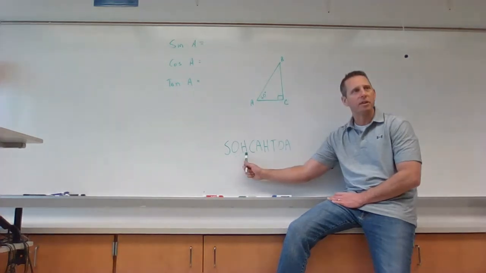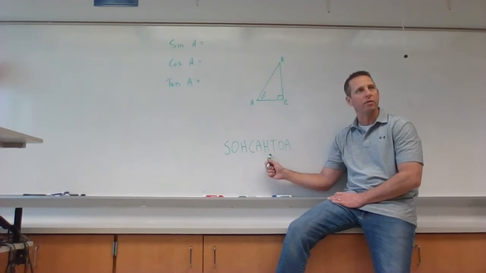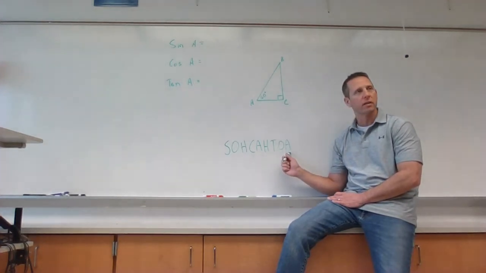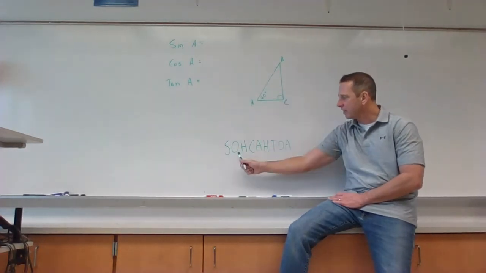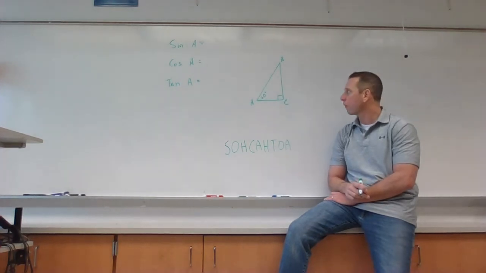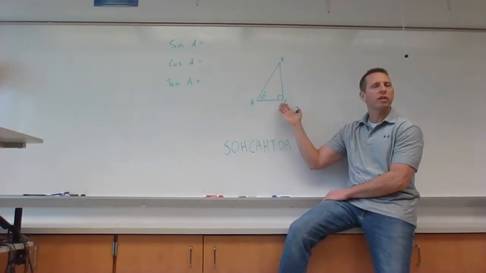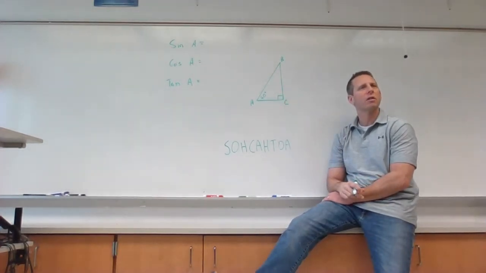Sine is the opposite to the hypotenuse ratio. Cosine is adjacent to hypotenuse ratio. Tangent is opposite over adjacent. Okay? So sine of angle A is opposite over hypotenuse. So here's the 30, 60, 90 triangle. What are the ratios of our sides?